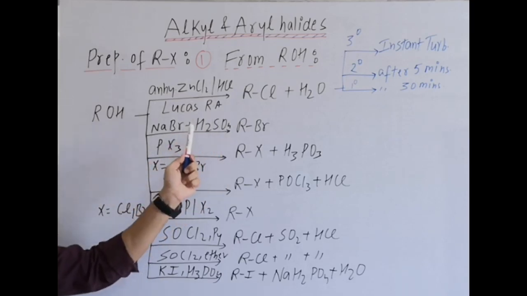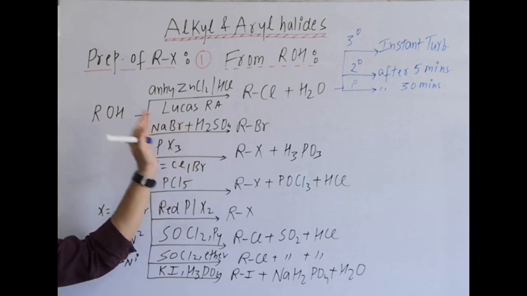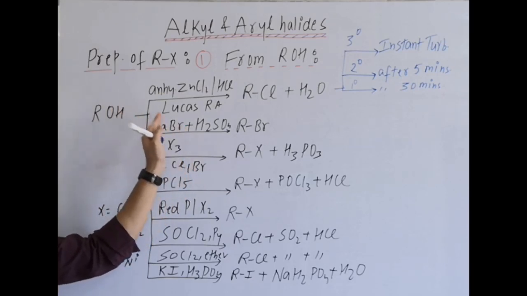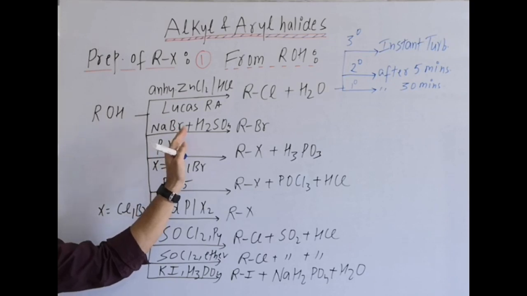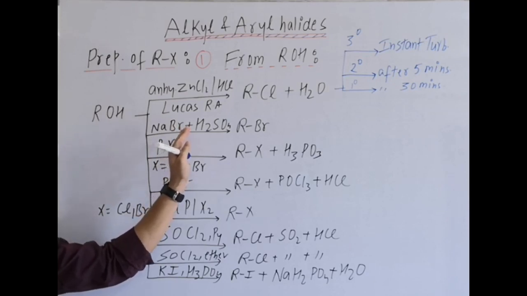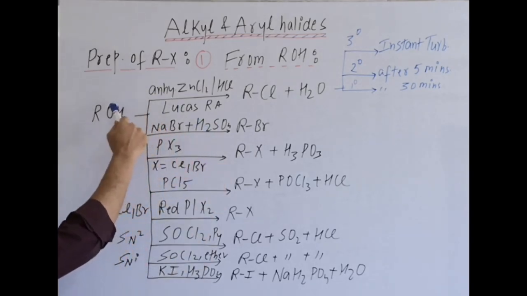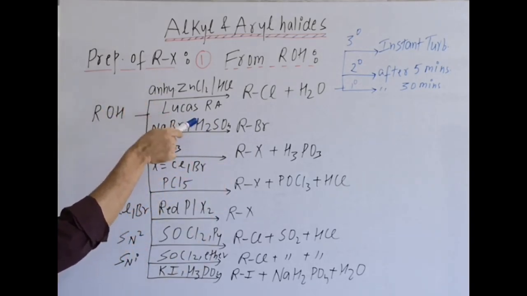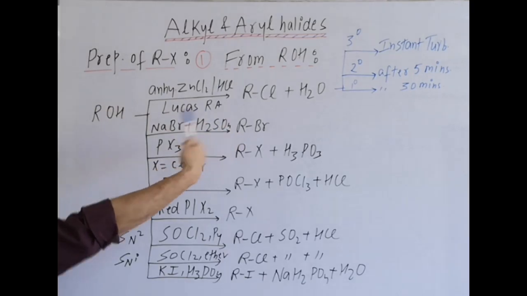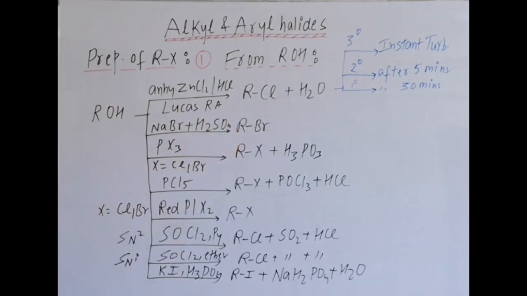Acidic medium is required because if you merely take NaBr, that means Br minus, then OH minus will not be easily substituted by Br minus directly. That is why we take acidic medium here. This protonates the OH, H2O is released and Br minus attacks. This is simply a reaction where substitution is taking place, nucleophilic substitution.